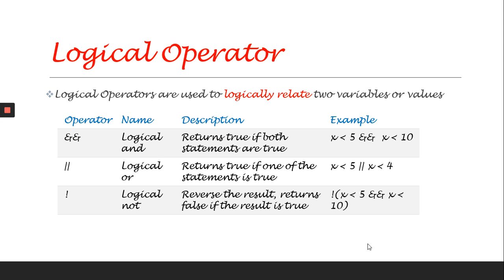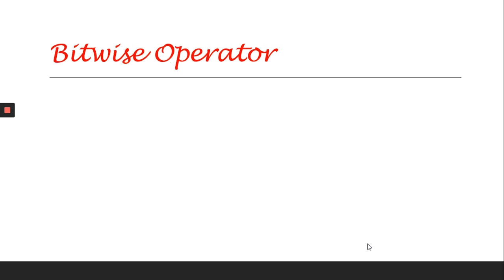Whereas logical OR returns true if one of the statements is true, and logical NOT reverses the result. If a particular condition gives you true, and you put not, the condition will return a false value. Okay, that is about logical operators: logical AND, logical OR, and logical NOT. Now we will see bitwise operators.